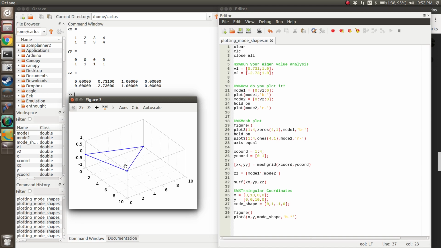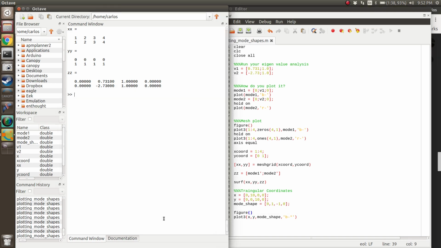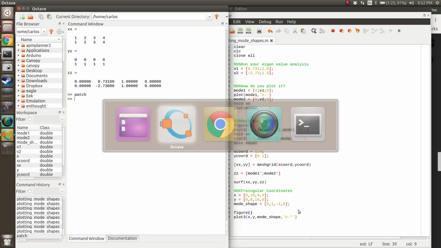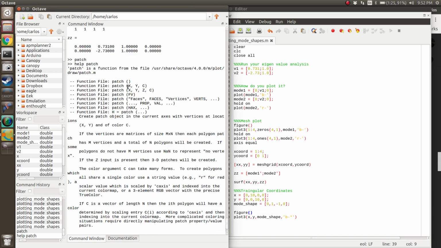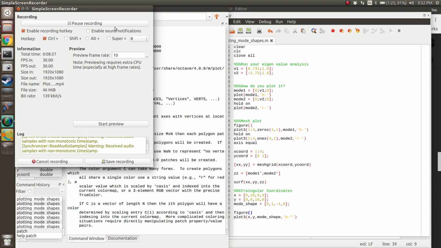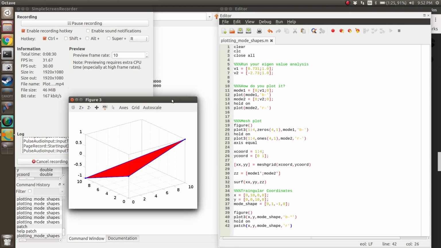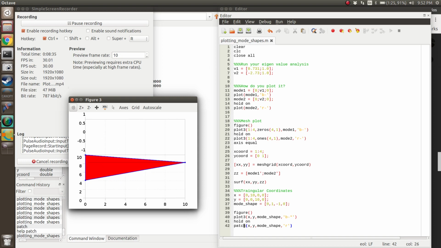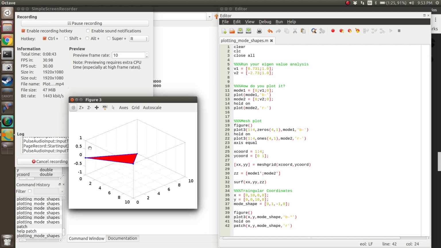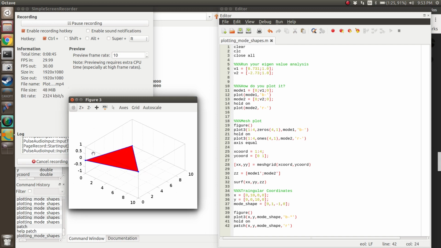Now, if you wanted to fill this in, though, does Octave have a patch command? Yeah, okay, you can do patch. Let me do help patch here. Let me pause it real quick while I read this. Okay, cool. So you can use the patch command, and basically it's like a plot3. You give the x coordinates, the y coordinates, the z coordinates, and then the color that you want, and it'll just fill it in for you. So there's your cool mode shape in 3D space.